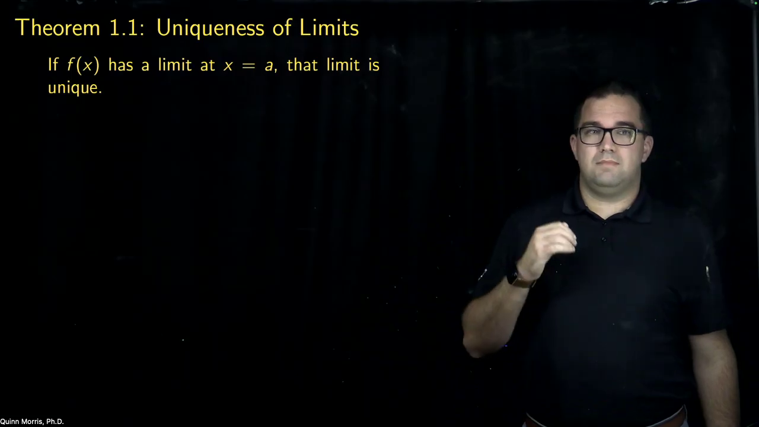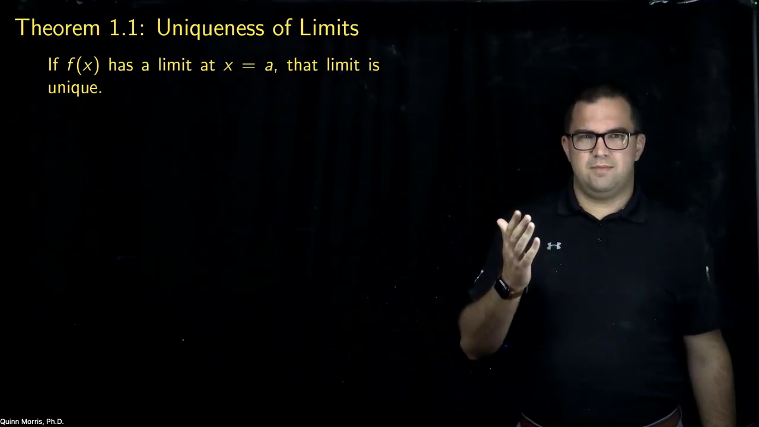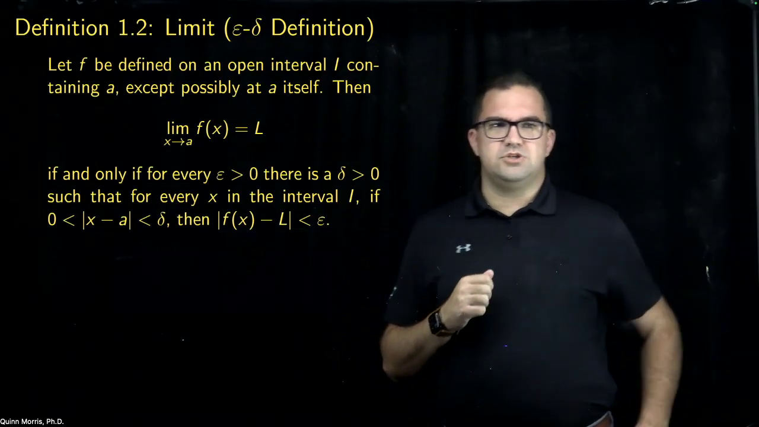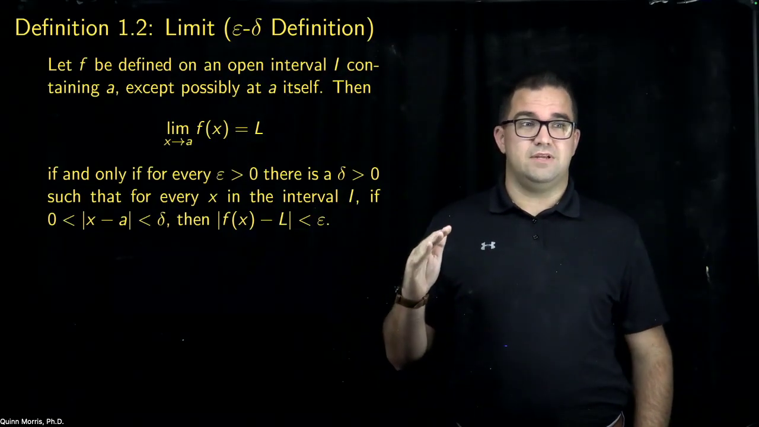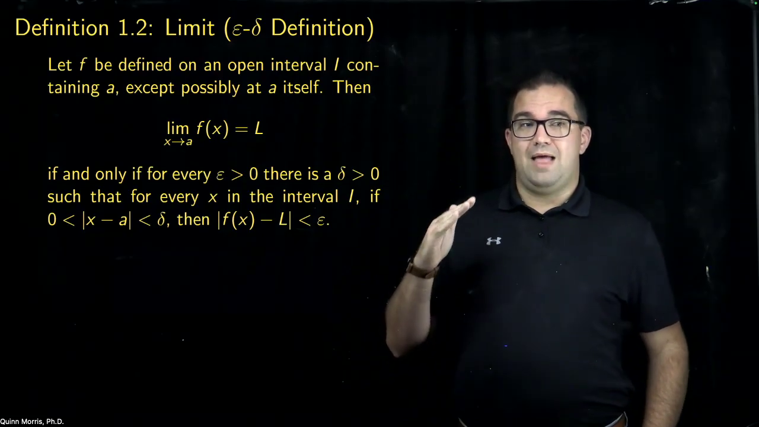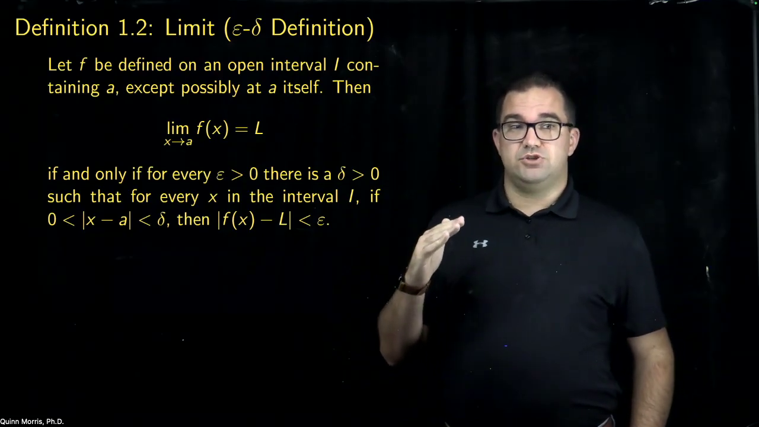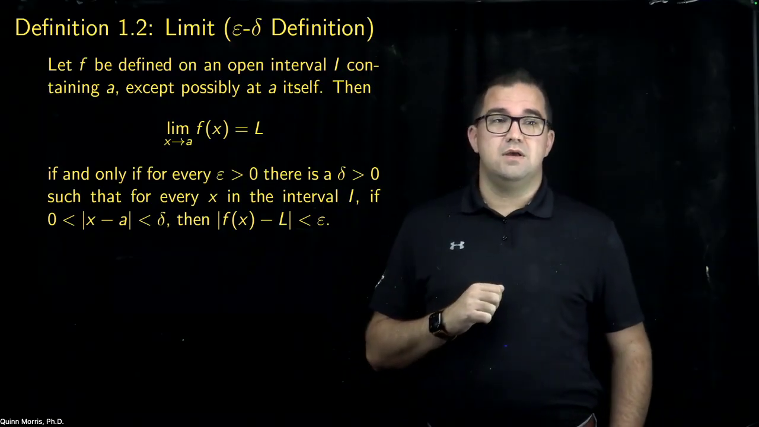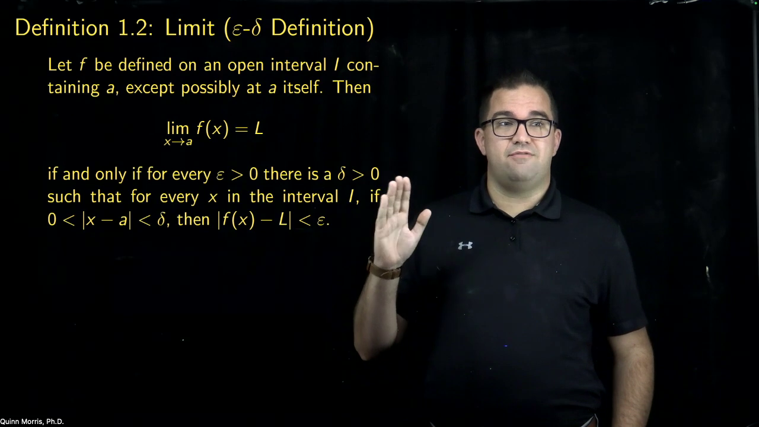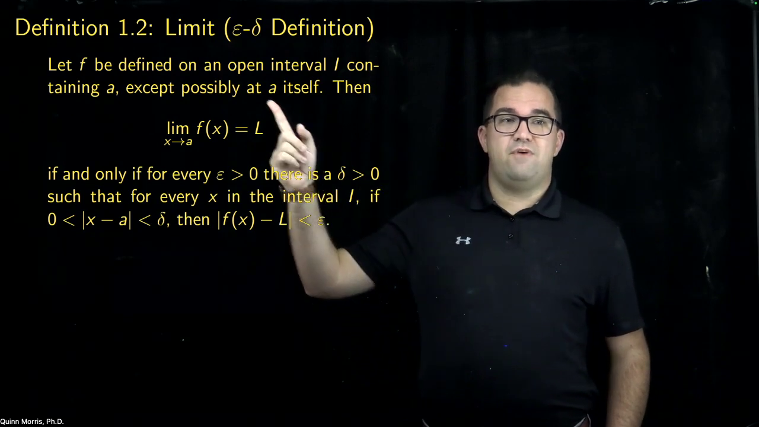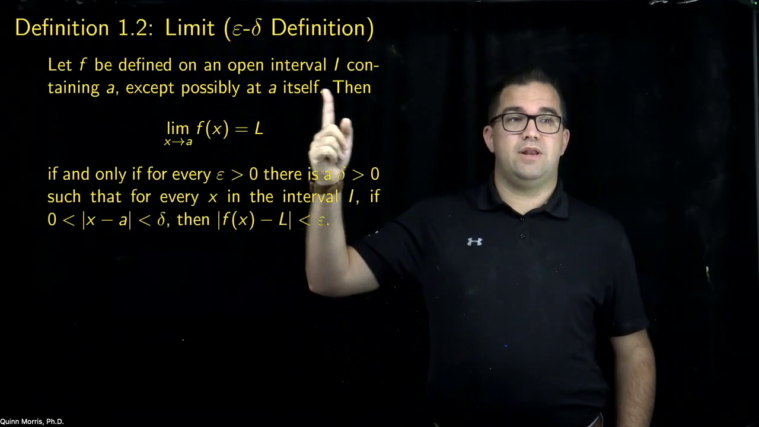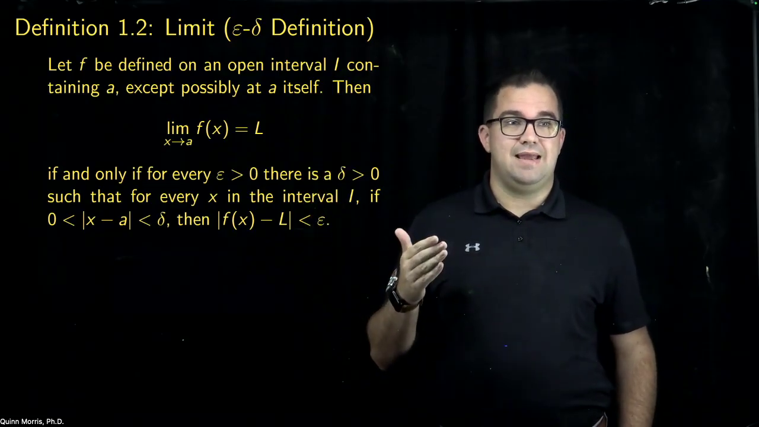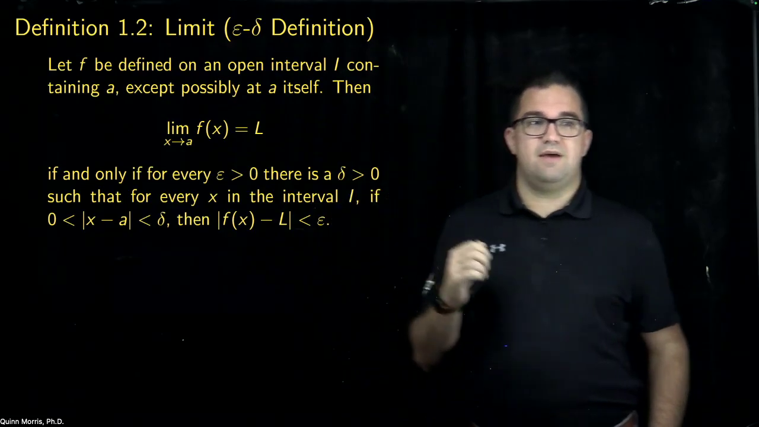So now, if we want to prove things, we still need a better definition. And so from this, we're going to start with this formal definition of the limit. Now, we will actually modify this definition a bit later on for reasons that I'll explain in a few minutes. But this is a perfectly good definition of the limit for a function f, which is defined on an open interval I containing a, except possibly at a itself.